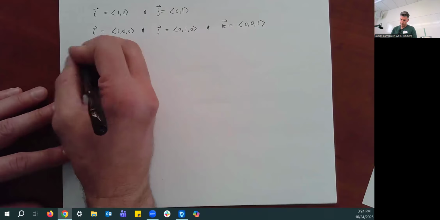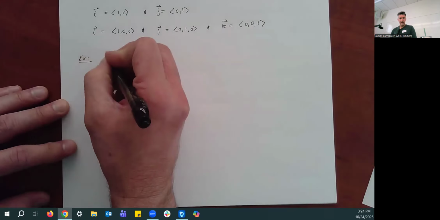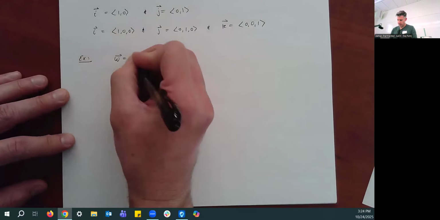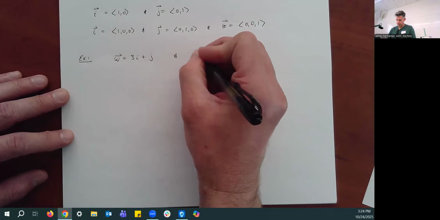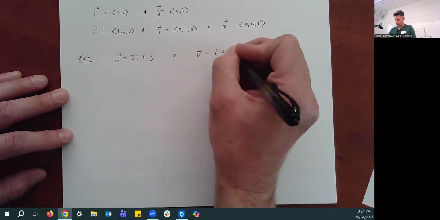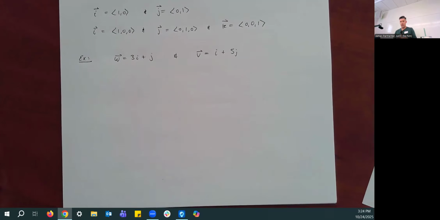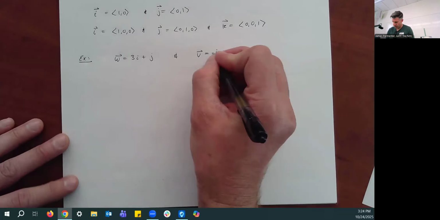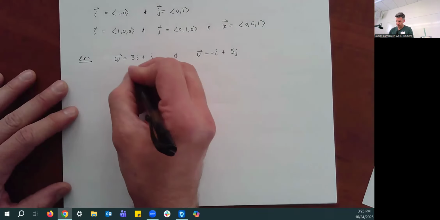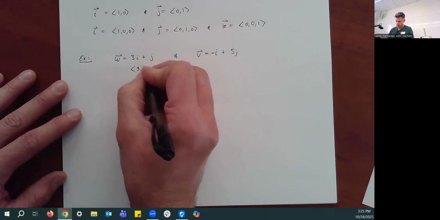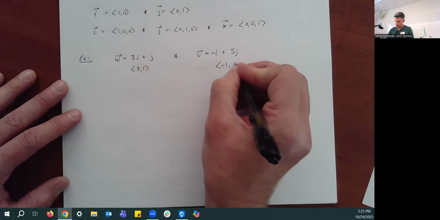So let's look at some vectors. Let's say that we have W equal to the vector 3i plus j, and V equal to the vector i plus 5j. When you read this, you should just think, okay, 3i plus 1j just means over 3 and up 1. And i plus 5j just means over 1 and up 5. Maybe, in fact, let's make it negative i plus 5j. That means it's going to be left 1 and up 5. It would be just as good to write this as 3, 1. It would be just as good to write this as negative 1, 5.